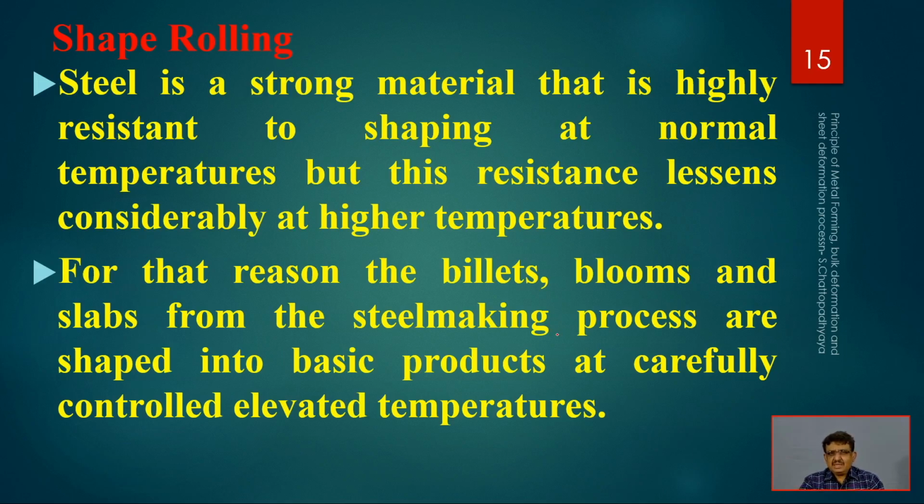And steel is a strong material that is highly resistant towards shaping at normal temperatures. That is the problem with steel. So elevated temperature is used so that the yield point goes down, making the entire operation feasible for the machines. And for that reason, the billets, the blooms and the slabs from the steelmaking process are shaped into basic products at carefully controlled elevated temperature.